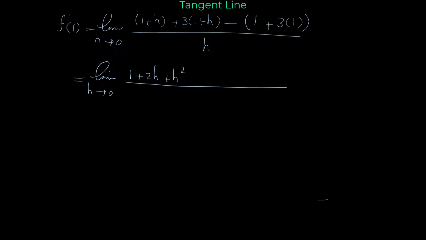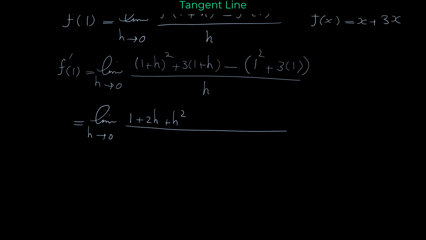Now, let's multiply 3 into the bracket. 3 times 1 is 3. 3 times h is 3h. Minus 1 to the 2 is minus 1. 1 plus 3 times 1 is 4. So we have minus 4. The expression inside the bracket is 4. So basically we have minus 4 all over h. 1 plus 3 is 4. Minus 4 cancels, it equals 0.